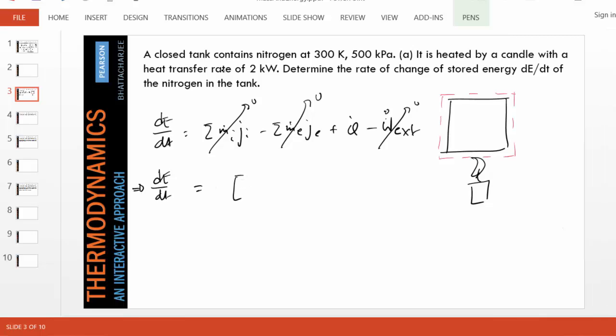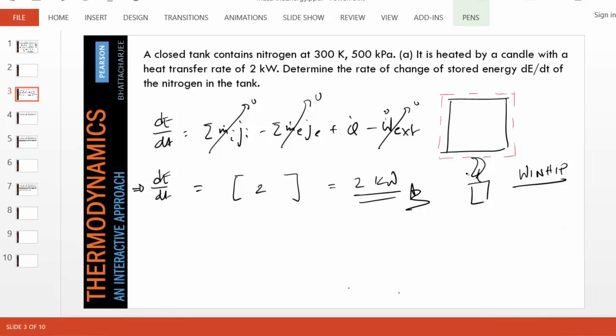What is q dot? Now I'm putting parentheses here because q dot has to have its own sign. We know that in the standard convention, work is negative, heat is positive. So heat is going in here, which is at 2 kilowatt. So the answer is dE dt equals simply 2 kilowatt. That's our answer. Very simple problem.